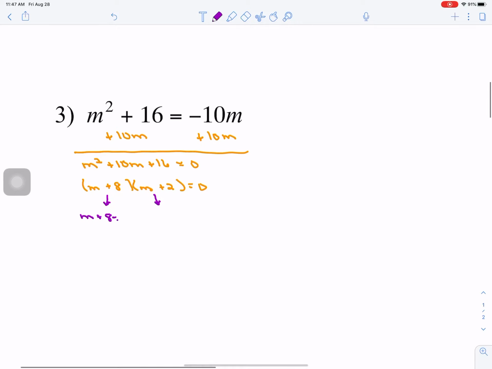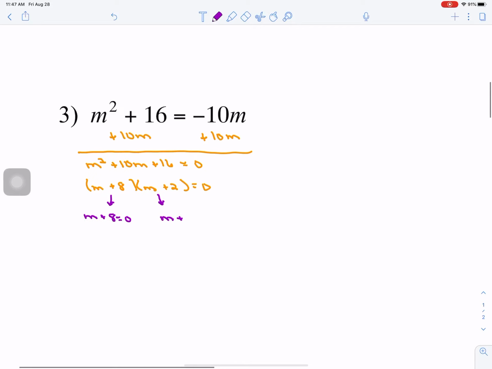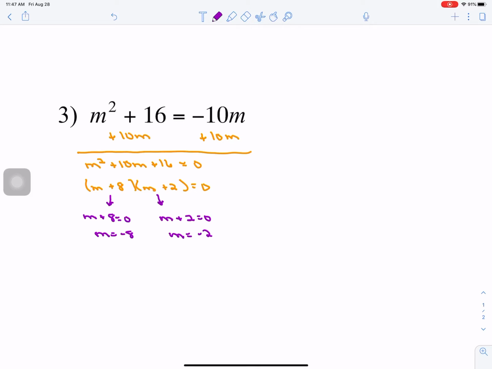M plus 8 equals 0. M plus 2 equals 0. So m equals negative 8, m equals negative 2. What you need to remember here is that before you can begin solving for a quadratic equation, you must set it equal to 0. And you always want to make sure that your leading m squared value is positive.